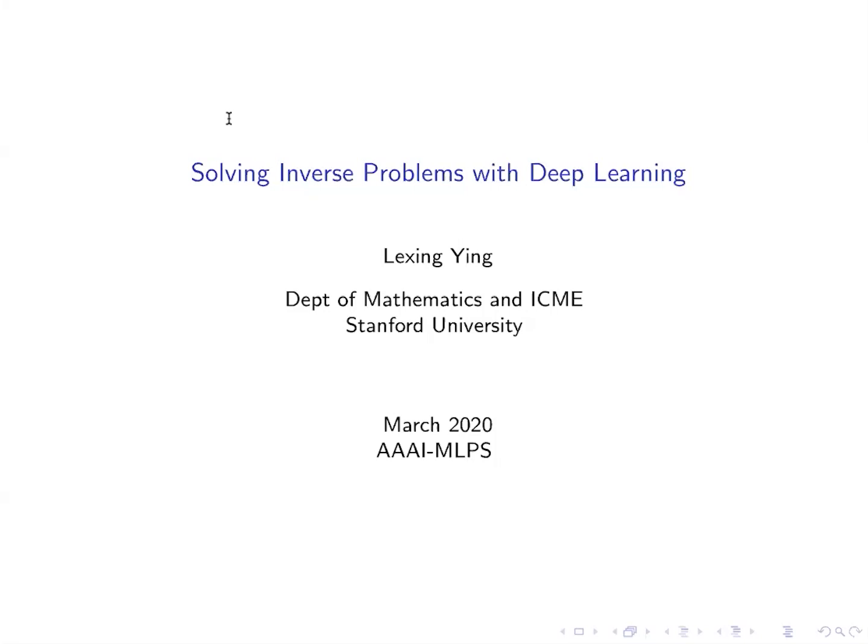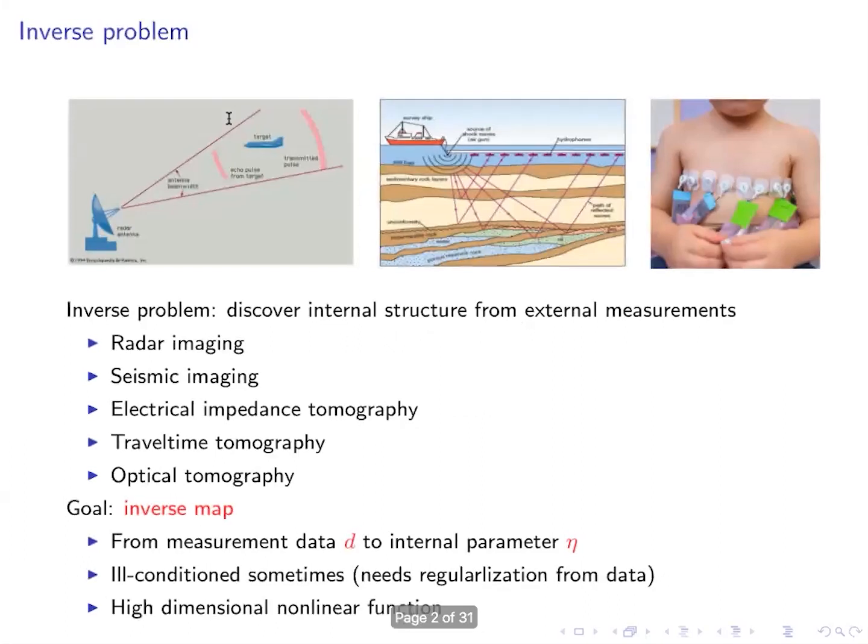So today I'm going to talk about solving inverse problems with deep learning. Let's start. What is the inverse problem? The inverse problem essentially is trying to discover internal structures from external measurements. Some of the examples we're going to visit in this talk are radar imaging, seismic imaging, electrical impedance tomography, travel time tomography, optical tomography.